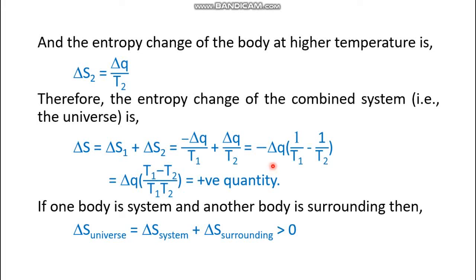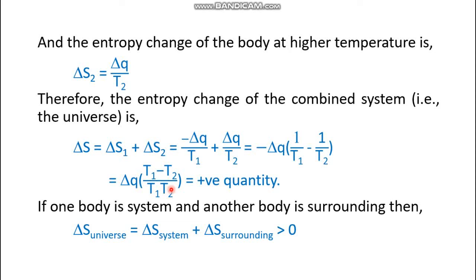And if minus delta Q is taken as common, then you will get here 1 by T1 minus 1 by T2. Now this negative sign, if multiplied with 1 by T1 and minus 1 by T2, will reverse their order. That means it will become 1 by T2 minus 1 by T1, and the final result is T1 minus T2 over T1 T2. Since T1 is greater than T2, the overall quantity has some positive value.